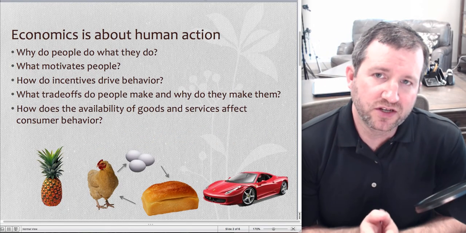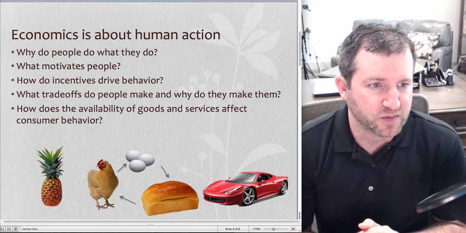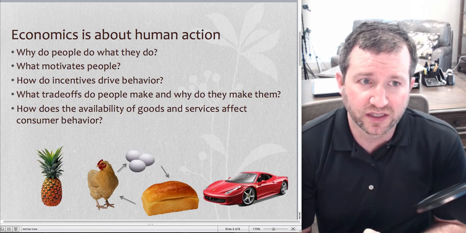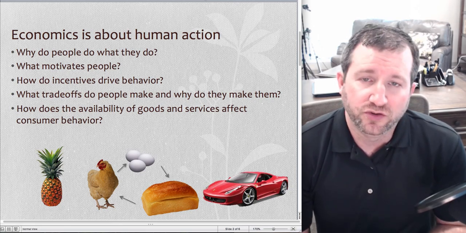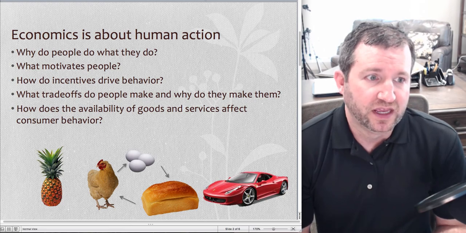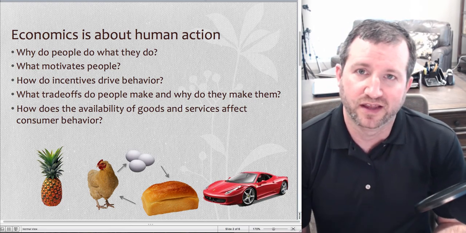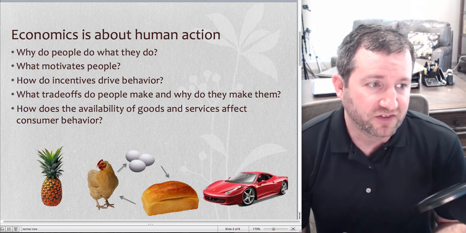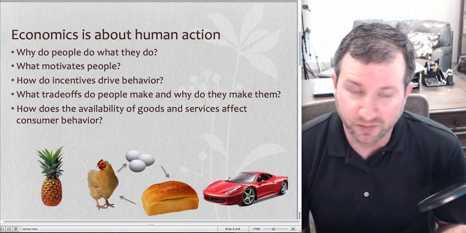The first thing you need to understand about economics, which a lot of times people make overly complicated, is that economics is about human action. Why do people do what they do? What motivates people? How do incentives drive behavior? What trade-offs do people make, and why? How does the availability of goods and services affect consumer behavior? How does supply and demand work, for instance?